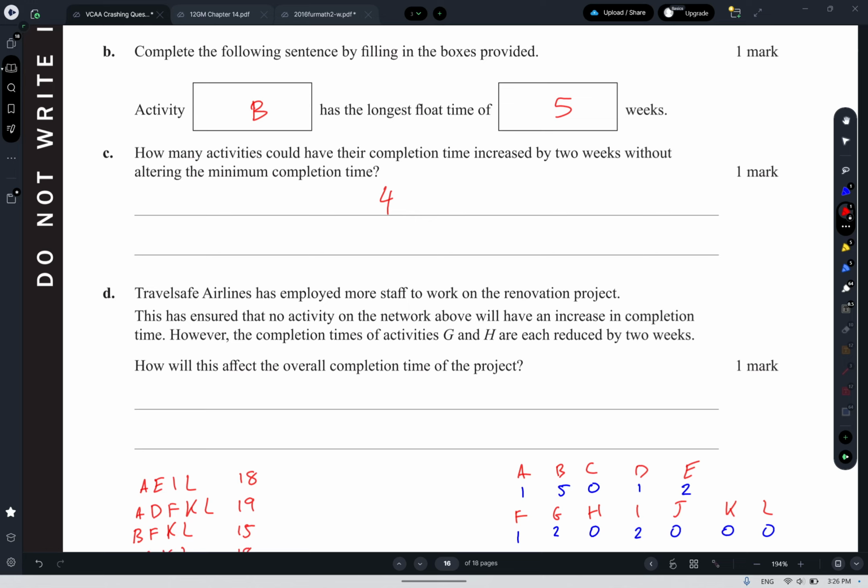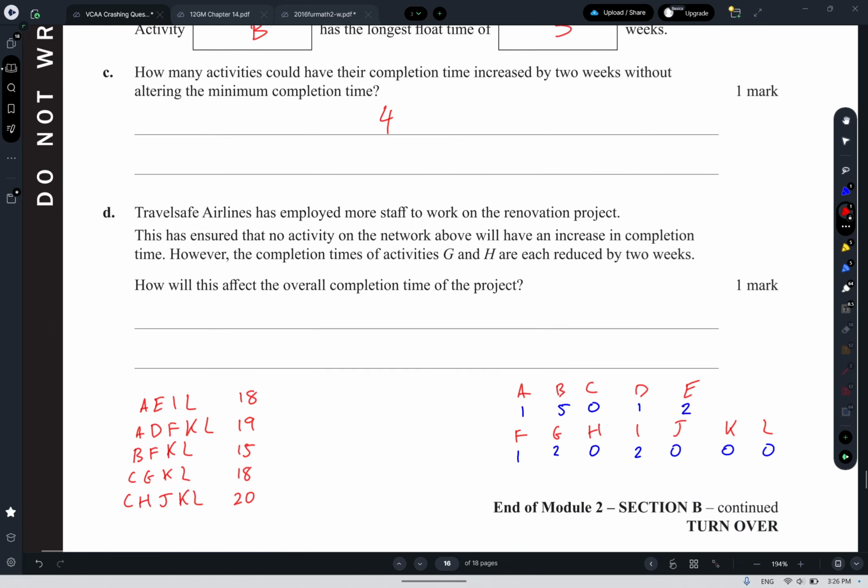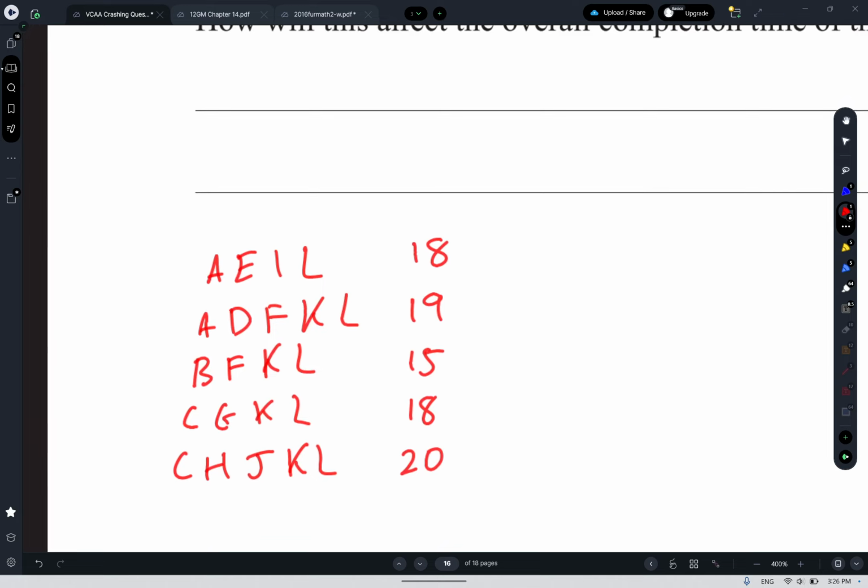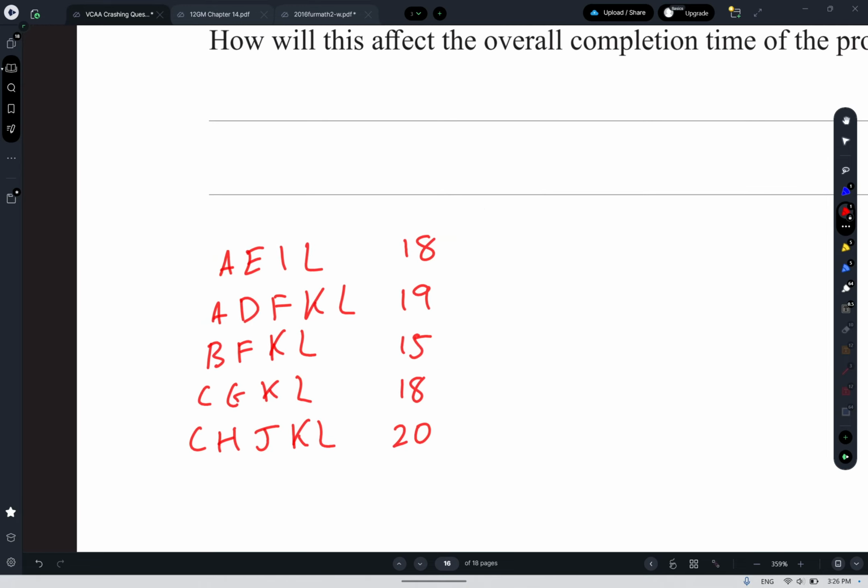Okay, they employ more staff to work on the renovation project. This has ensured that no activity on the network will have an increase in completion time. However, the completion times of G and H are each reduced by 2. How will this affect the overall completion? So G and H are both reduced by 2. So if I reduce G by 2 and then H by 2, I'll do them separately.